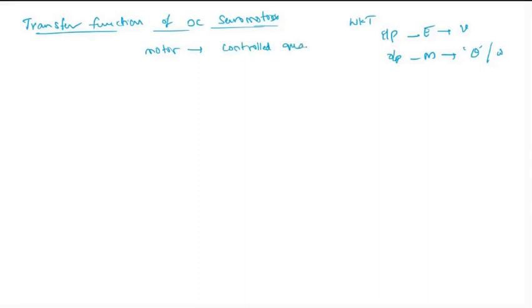Controlled quantity. What is the controlled quantity? Speed is going to be controlled. So how many speed control techniques of DC motors are there?